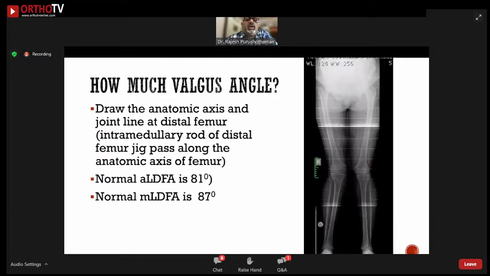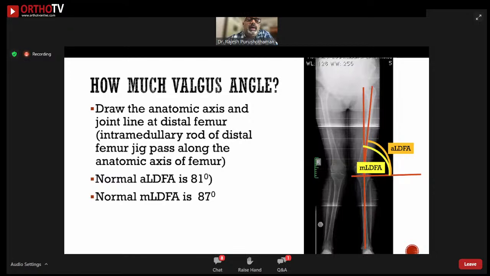One question is, how much of valgus should we cut? So we will just go into a little bit about the alignment. Already this has been discussed. So first thing you do is you draw the mechanical axis, then you draw the joint alignment line, then you measure the mechanical lateral distal femoral angle, and then you draw the anatomical axis, you measure the anatomic lateral distal femoral angle.